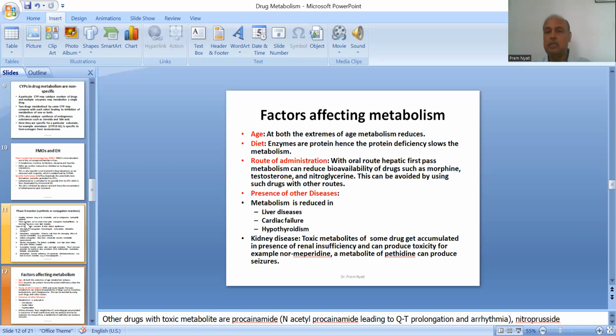Presence of other diseases can also affect the process of metabolism. Naturally, we can understand that metabolism is reduced in liver disease, cardiac disease, hypothyroidism. In kidney disease, the toxic metabolites of some drugs get accumulated and they can produce toxicity. For example, norpethidine, a metabolite of pethidine, can produce seizures or convulsions.